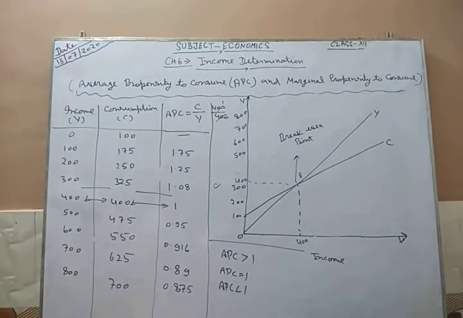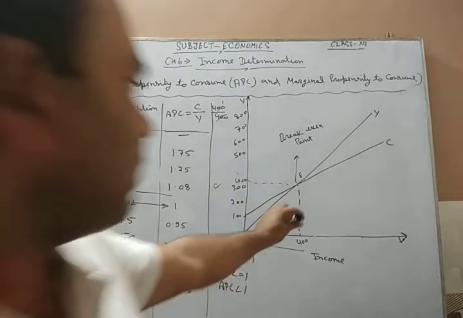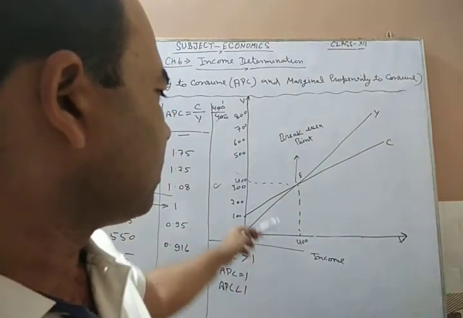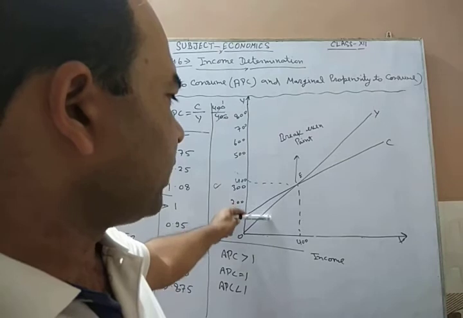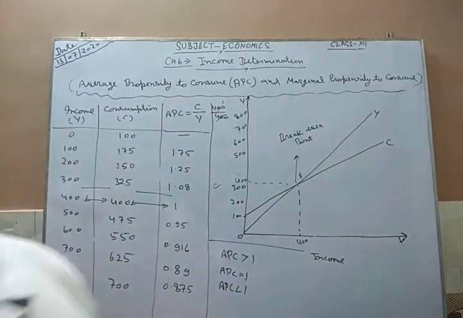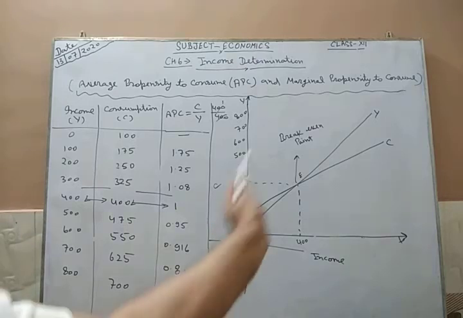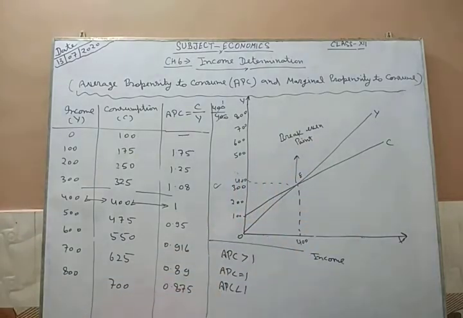Clear? Next one, APC greater than 1 to the left of break even point. ये बता दिया आपने, ब्रेक इवन पॉइंट से वाला पोर्शन सारा लेफ्ट। यहाँ पे क्या रहेगा आपका एपीसी? ग्रेटर देन 1, बिकॉज कंजप्शन ग्रेटर देन इनकम, जिस सिचुएशन में डिसेविंग होती है। देन एपीसी लेस देन 1 टू राइट द ब्रेक इवन पॉइंट। क्लियर?